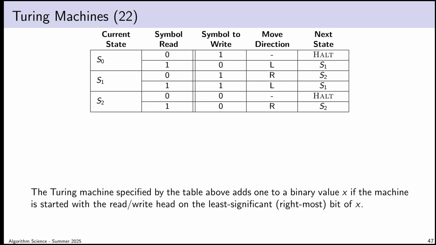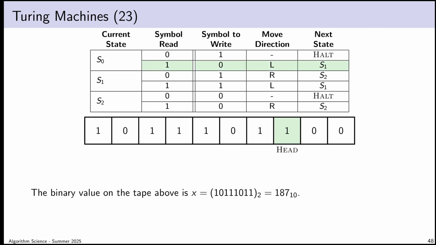Here's another very simple Turing machine program. Suppose that we start this Turing machine on a tape that already has some data written to it. So if I start this Turing machine, specified by this table, on a tape that contains a particular binary value, and I start the read-write head at the least significant digit, the rightmost bit of that value, this is a Turing machine that will add 1. So let's try that out.